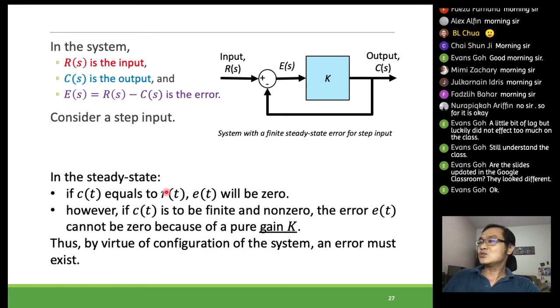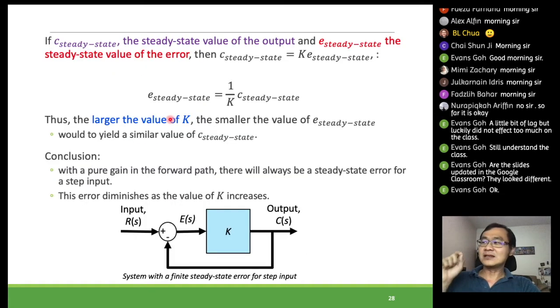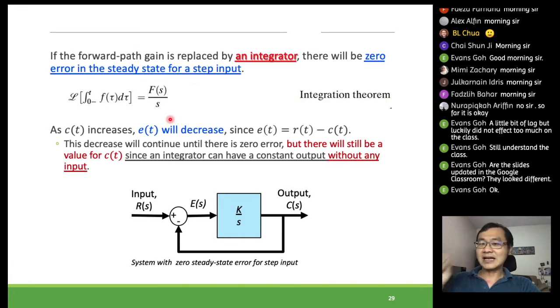Remember, we are still dealing with a step input, right? So this is when our input is a step input. Take that into account. Always remember that, now we are talking about step input.